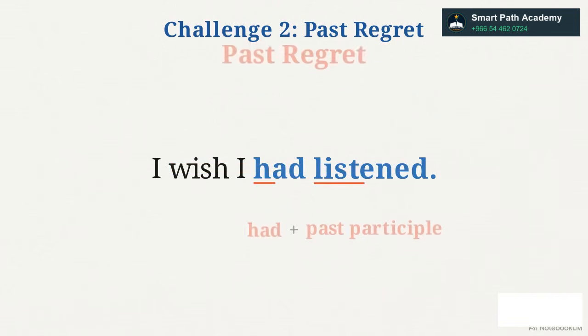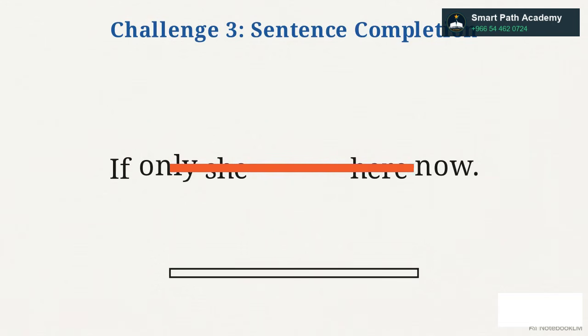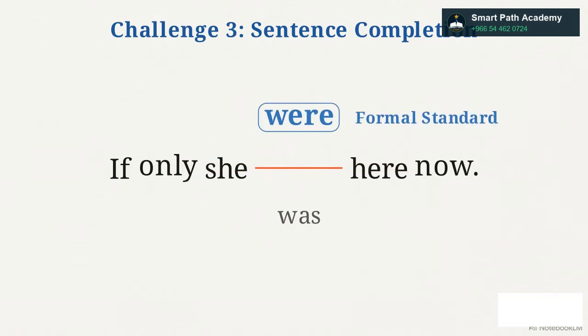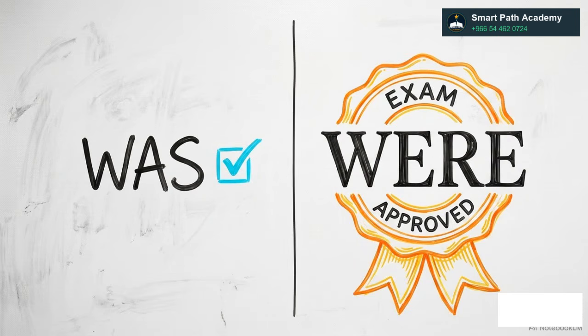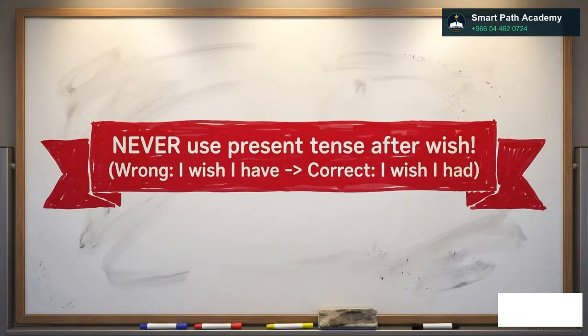Number 2, look at the verbs and tell me the timeline. "I wish I had listened." That is a past regret. Number 3, complete this sentence set in the present. "If only she blank here now." The answer is were or was. Both was and were work in casual English. But were is the strict formal standard you should use on exams for unreal present situations.